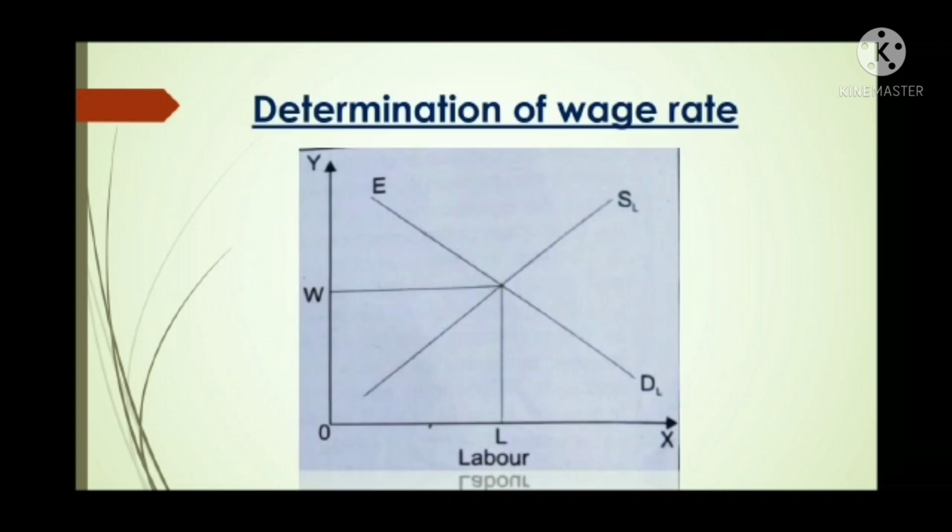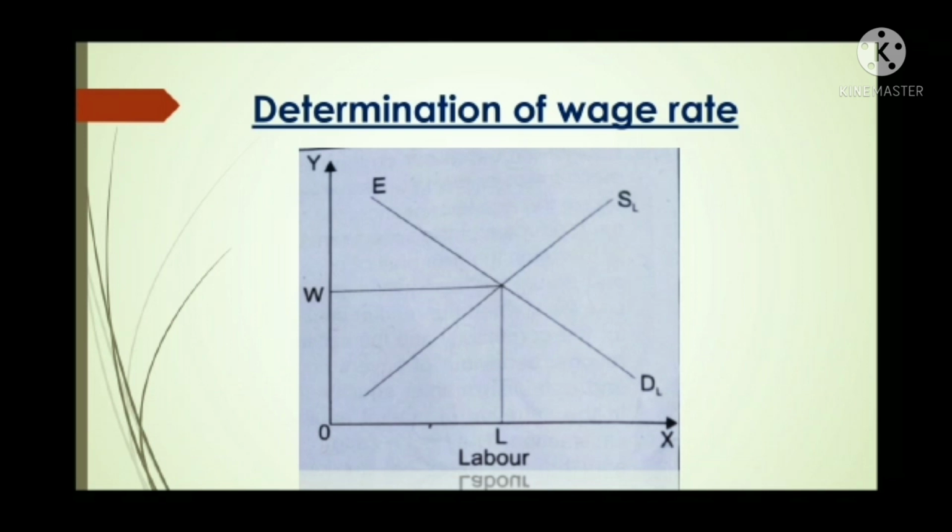Next, determination of wage rate. Under perfect competition, wage rate is determined by the forces of demand and supply of labor. The firm will employ labor up to that level where wage becomes equal to marginal revenue product of the labor. Given the assumption of the law of diminishing marginal product, the fact that the firm always produces at W equals VMP implies that the demand curve of labor is downward sloping.